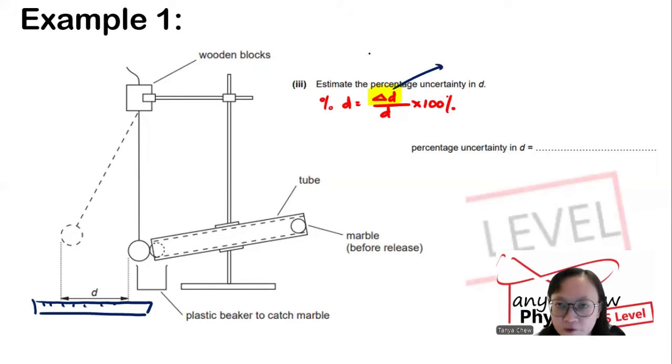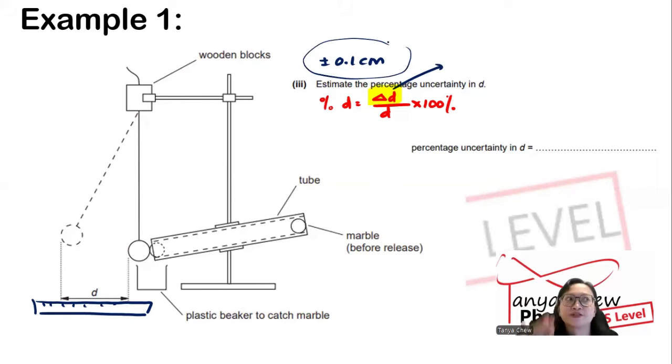Okay, let me state it first. The smallest division on the meter rule, or the sensitivity of the meter rule, is 0.1 cm. That is why the absolute uncertainty of the meter rule is 0.1 cm. But for this case, since the measurement is really not accurate, I would like to increase the absolute uncertainty of my meter rule to plus minus 0.2 cm, because I think that I still can measure. It is just not so accurate. But if you think that the error of the measurement of D will be quite large, then you should increase to maybe 0.5 cm. That would do.